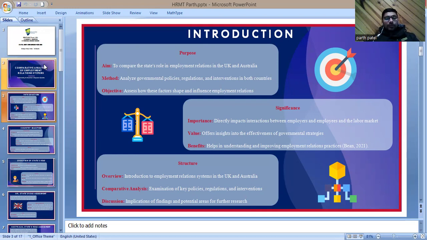If we talk about the structures, the UK and Australia will provide the overall relation systems, and as a comparative analysis, they are examining the key policy of the employer, the regulations, and interventions. They discuss their implications on the findings, identify potential areas for research, and offer recommendations based on their analysis. Next slide.